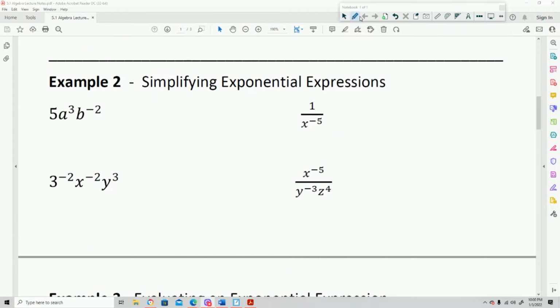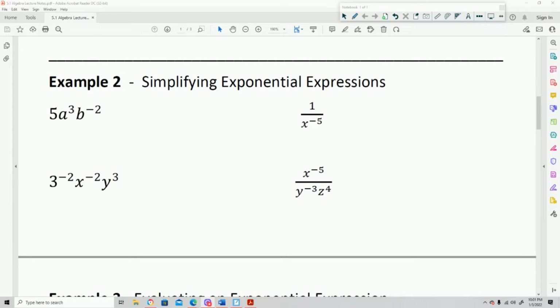In the second example, what we're going to look at is simplifying expressions. Not only do we have numbers, but we have variables. And so this is an expression, and we're going to simplify the expression. Remember, simplifying means to get rid of the negatives, negative exponents, and the 0 exponents if we have any. Okay, and as you can see, we do not have any 0 exponents, but we do have negative exponents.